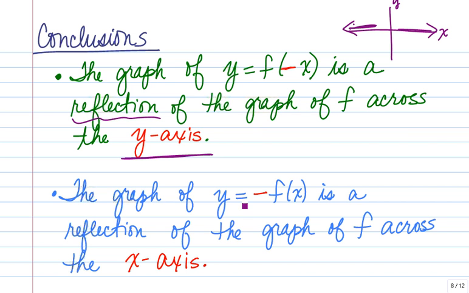The graph of y is equal to negative f of x is a reflection of the graph of f across the x-axis. Why is that? Because if we're changing the y values, here the y values are positive, but they have to be flipped over the x-axis to become negative. So we're flipping it over to take the reflection.